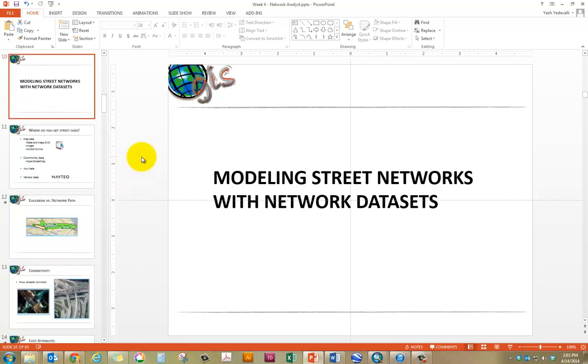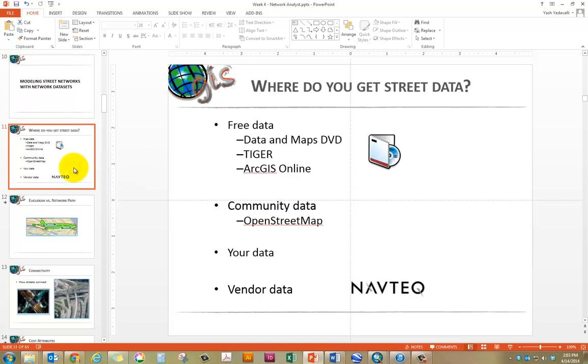So let's talk about street networks with network datasets. Where do you get this street data? Usually some of this data is available via the Data and Maps DVD when you buy software like ArcGIS. It comes with a basic data package, and it should have a bunch of street data within it, which is mostly free. And then there is TIGER. You can always go to the census website to download the street network files and create your own network datasets.